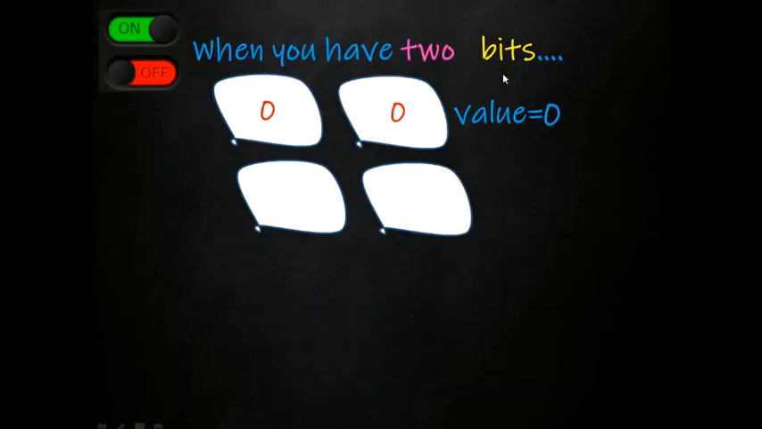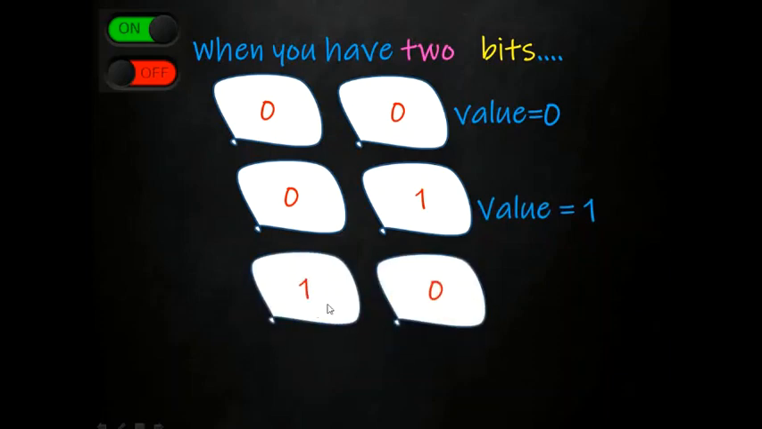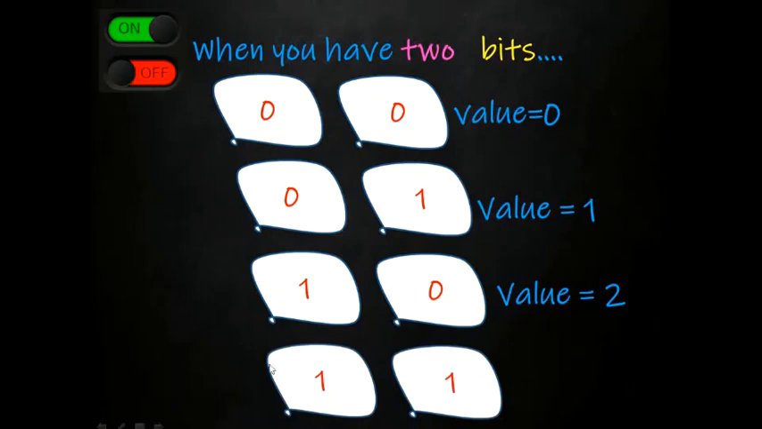So when you have 2 bits, the least value you can store in it is 0 and 0. So 0 and 0 gives you in decimal 0. The next combination you can have is you set this one to 0 and this one to 1. So you'll get a value 1. The next combination is setting this one to 1 and this one to 0. So 1 and 0 gives you 2. And the last possible combination is 1 and 1, that is value 3.